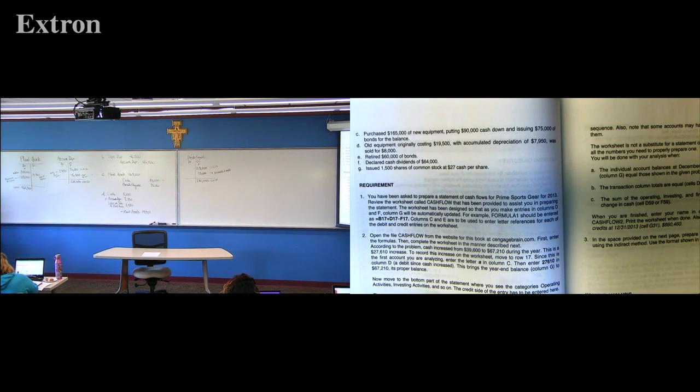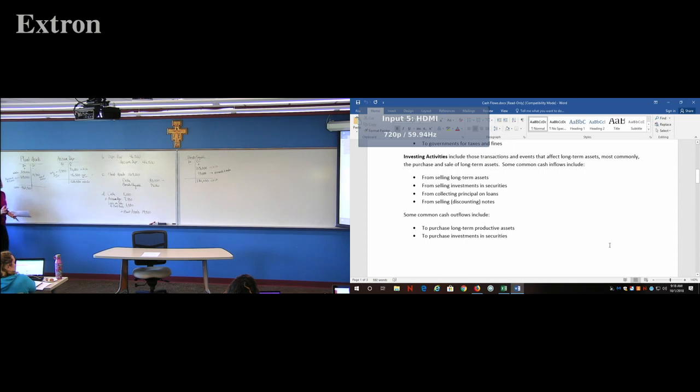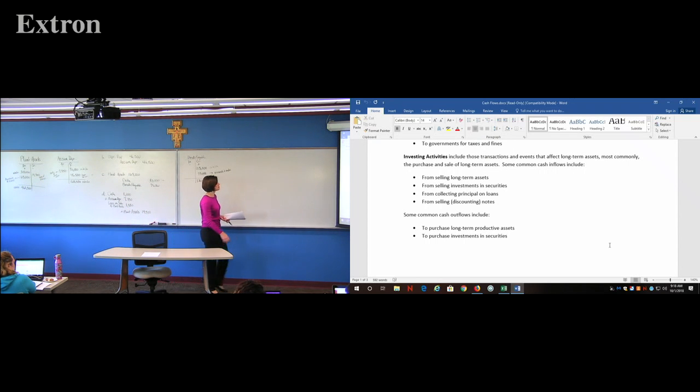Now I'm going to switch over here to the notes that I gave you. We're going to take a look at that in the next section, investing activities. They include those transactions and events that affect long-term assets, most commonly the purchase and sale, right? So we have cash from selling long-term assets, which we're going to get to in D, but down here, some common cash outflows include to purchase long-term assets.